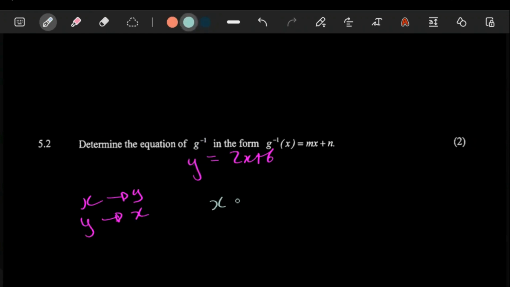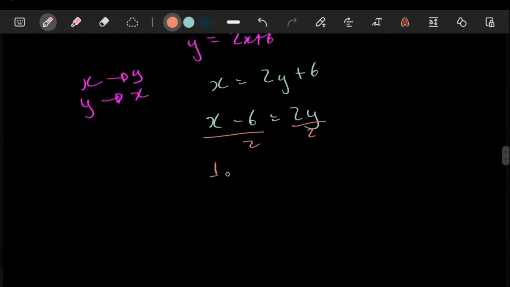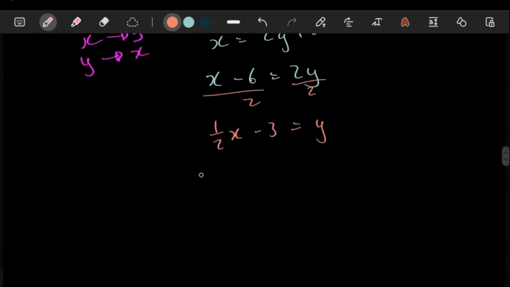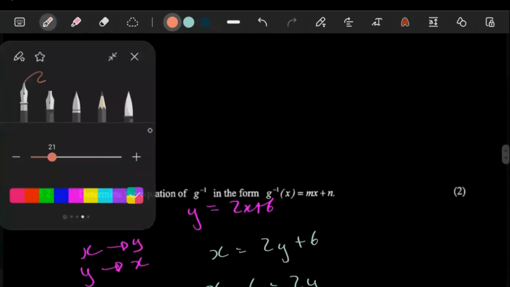So you put an x over there, and then here you put everything on one side except for the y, and then you divide by 2. Divide by 2, divide by 2. This is y equals half x minus 3. This is actually a very, very simple question, so let's just take advantage.